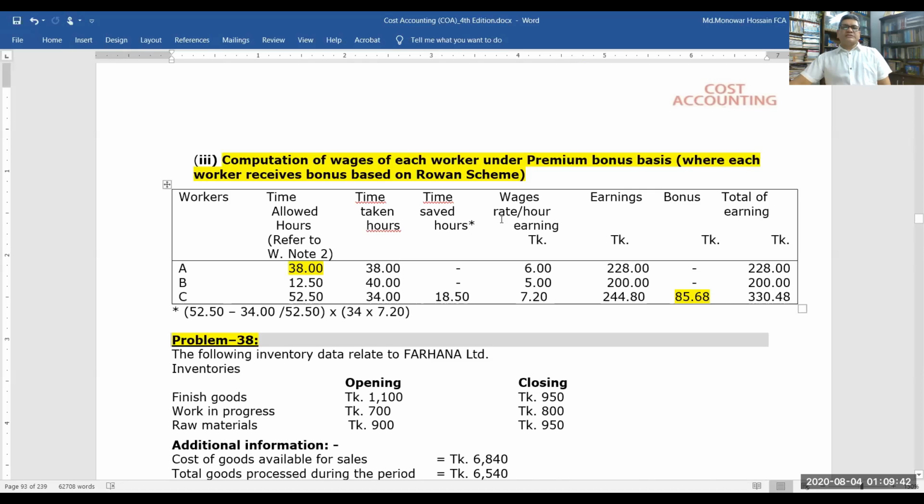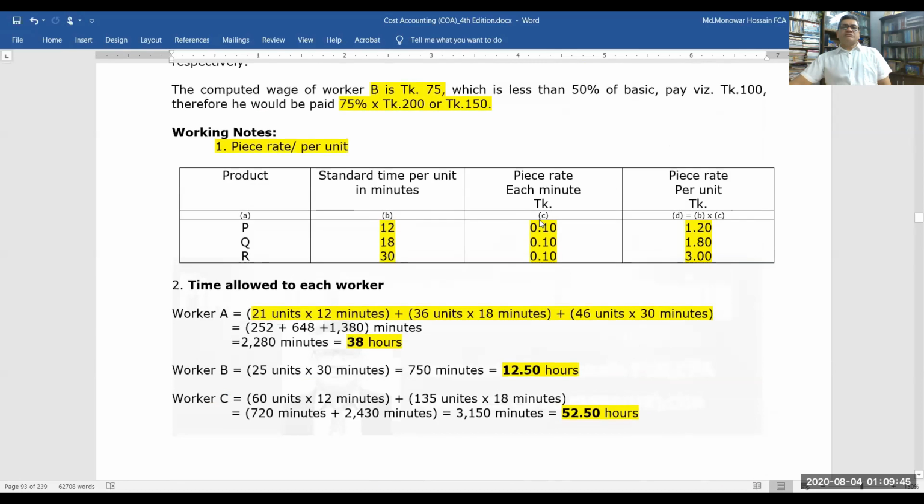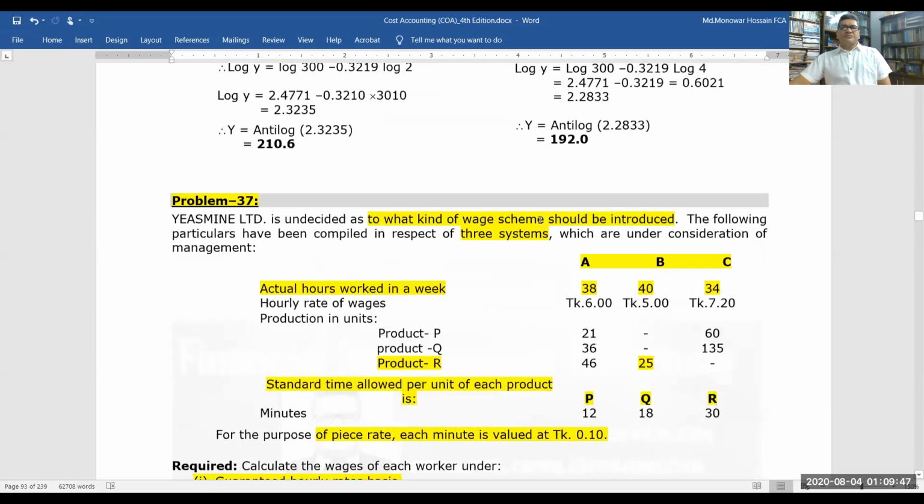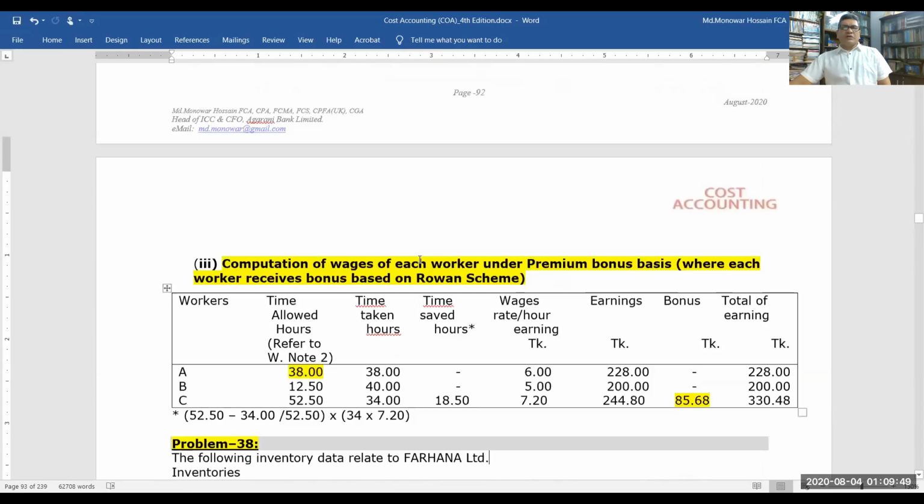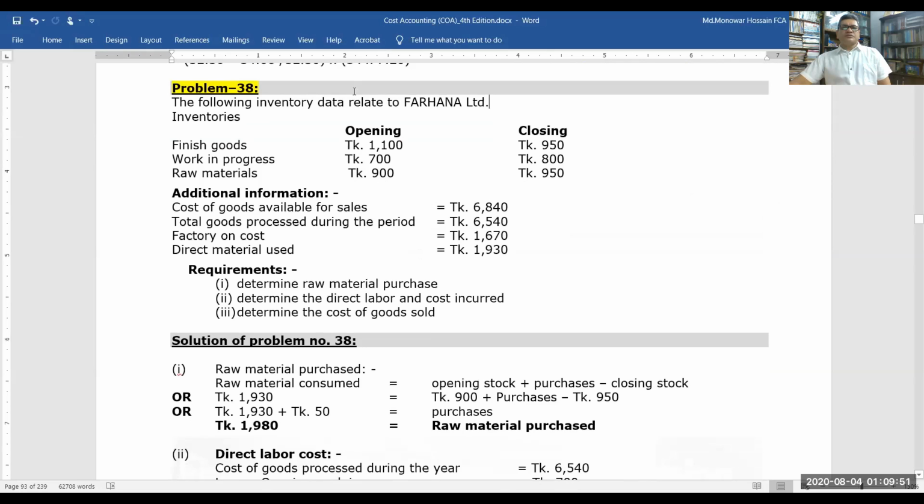So the theory calculation is here for labor problems. Now another one we are going to solve here is taking the material issue.